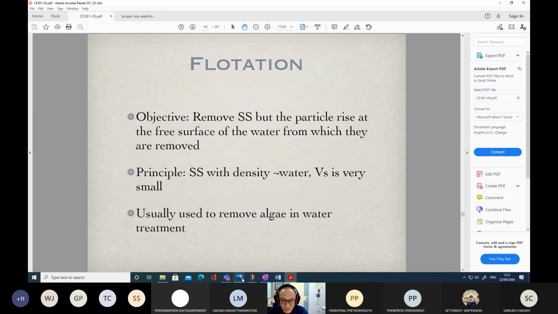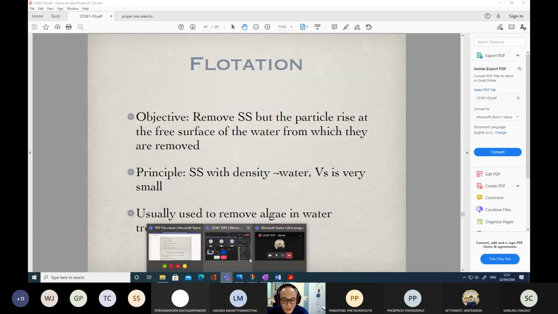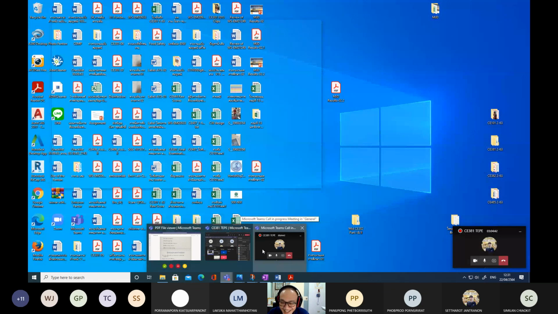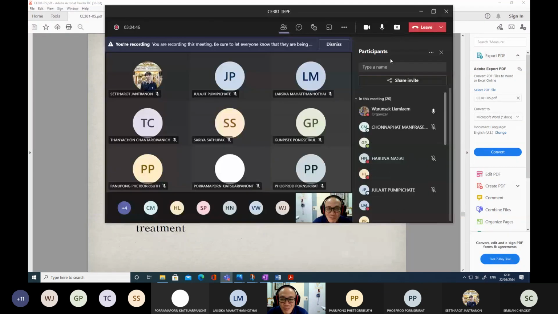Okay, so now we have already finished filtration, which is one of the most important unit operations in a water treatment plant, and we only have a few unit operations and unit processes left. So we can talk about this again next week. I hope next week we can complete this chapter.